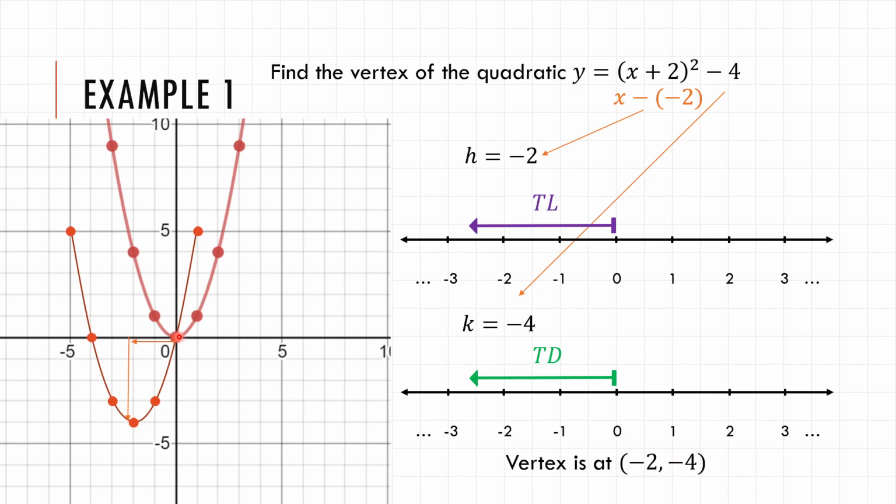Now, if the vertex starts at 0, 0, and it moves left or right by h units, and it moves up or down by k units, that means that the vertex will always be at these coordinates, right? It will always be at whatever the value of h is and whatever the value of k is. In this case, negative 2 and negative 4 were exactly the values of h and k. So this example confirms our suspicions to be true, that the vertex is always at (h, k).